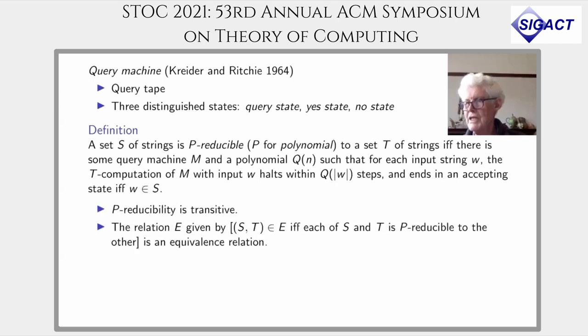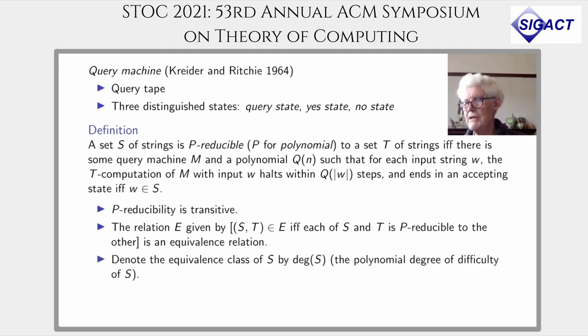Thus, the relation E on sets of strings, given by the pair S,T is in E if and only if each of S and T is P-reducible to the other, is an equivalence relation. The equivalence class containing a set S will be denoted by deg of S, that is, the polynomial degree of difficulty of S.